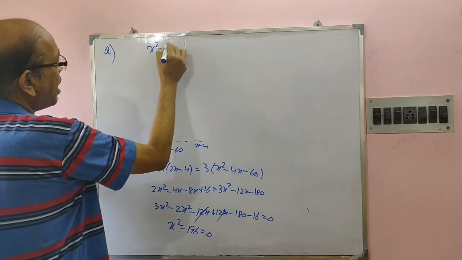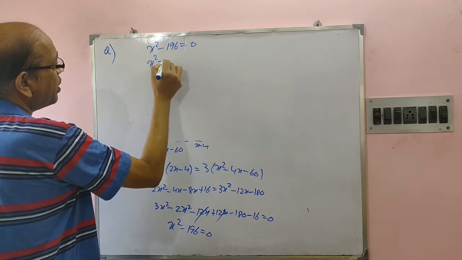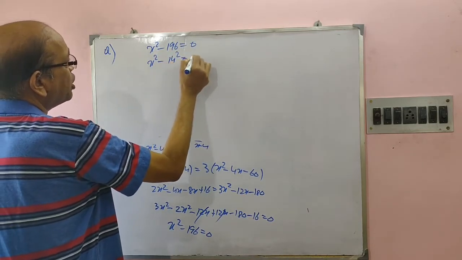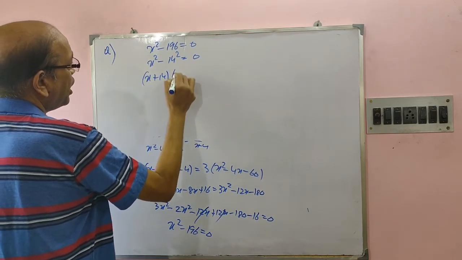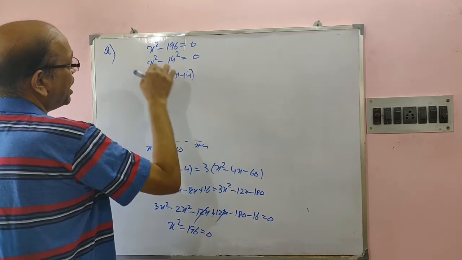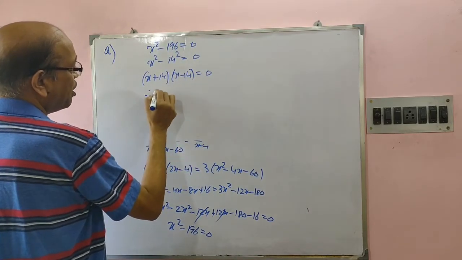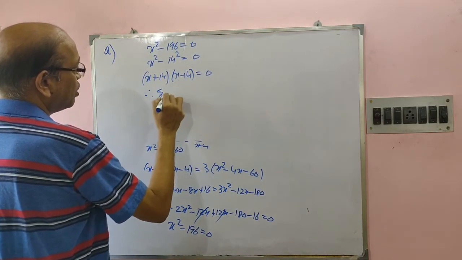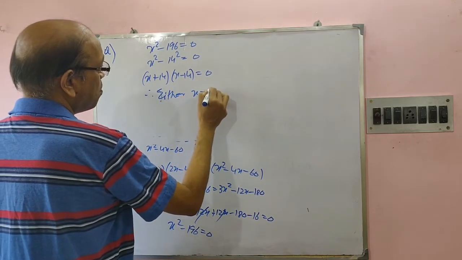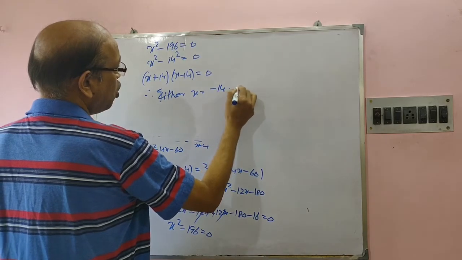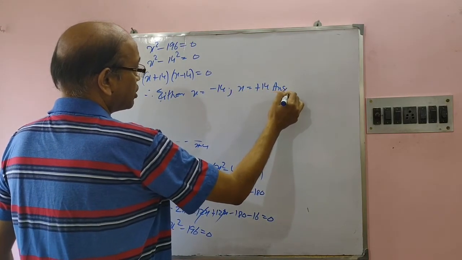x square minus 196 equals 0, or this is x square minus 14 square equals 0. That means (x plus 14) or (x minus 14), using the a square minus b square formula, is equal to 0. Therefore either x equals minus 14 or x equals plus 14. This is your answer.